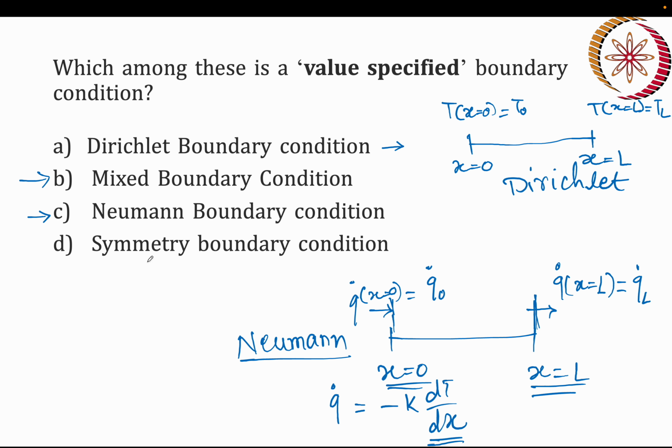and that is also known as the Robin boundary condition. And let's say there is a symmetric boundary condition, where at the center itself there is some heat source, so both the left and right hand sides are symmetric. Or some sort of boundary condition which tells that whatever the heat transfer is at the left, it is the same at the right, or the temperature at the left and right boundary is the same. So some sort of symmetric boundary conditions are given. That is another boundary condition. So the value specified boundary conditions are nothing but the Dirichlet boundary conditions. So this A is the correct answer.